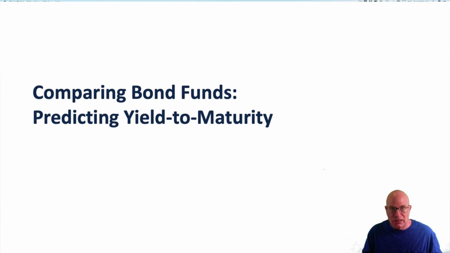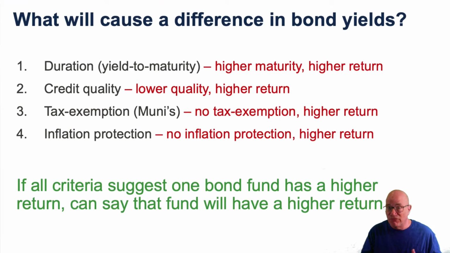Again, what we will be looking at in this case is the four qualities: duration, credit quality, tax exemption, inflation protection. If we have two bonds, bond A and bond B, and on each of these criteria, bond B has higher duration, bond B has lower quality, and neither one has anything to do with tax exempt or inflation protection, then bond B should have a higher return because both of those criteria point to a higher return.